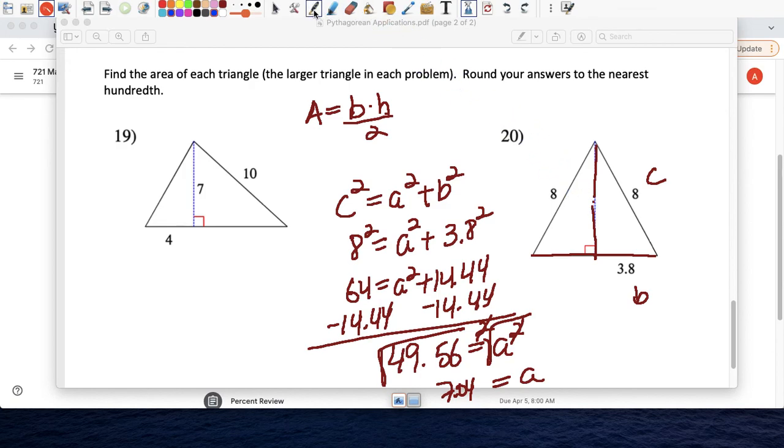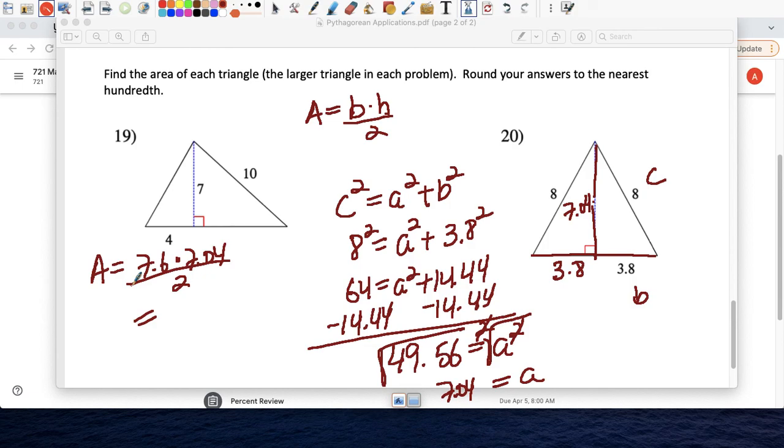I don't know if this is a, now I have to do it again, well, it looks like this is 3.8, so this is going to be 3.8. So now that I have the base, can I find the area of my triangle? Yeah, the base is 3.8 plus 3.8, which is 7.6. So area equals base 7.6, height 7.04, and take all that and divide by 2.